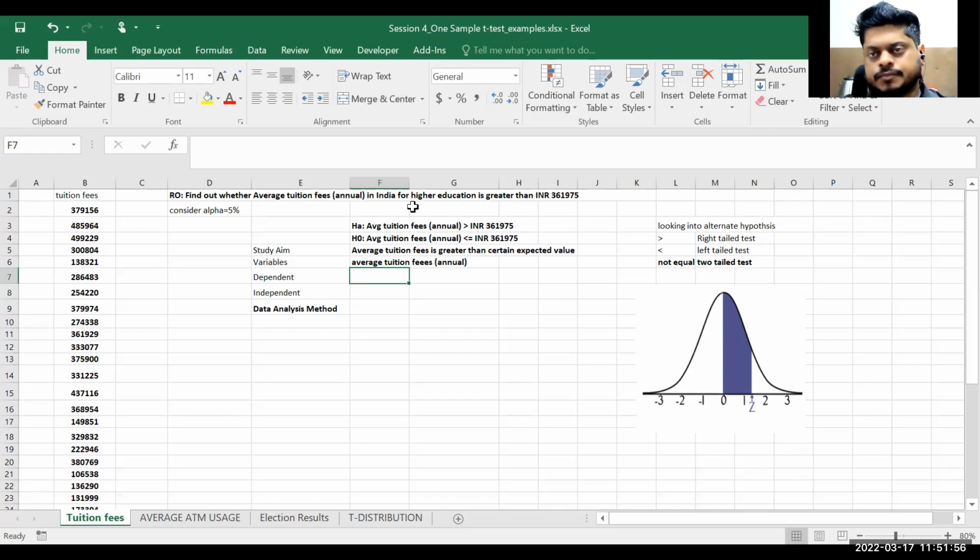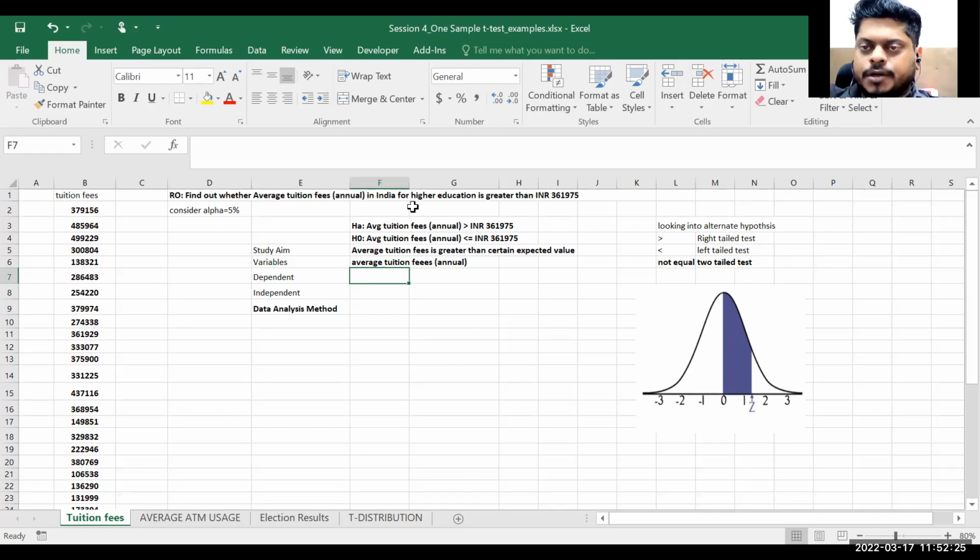So dependent will be the criteria that's given. So average tuition fees. Okay, what will be independent? I think independent variable will be the tuition fees, and the dependent variable will be the higher education. Yes, sir. So dependent will be which you have to find out, sir. That will depend on the information given, that is 36197.